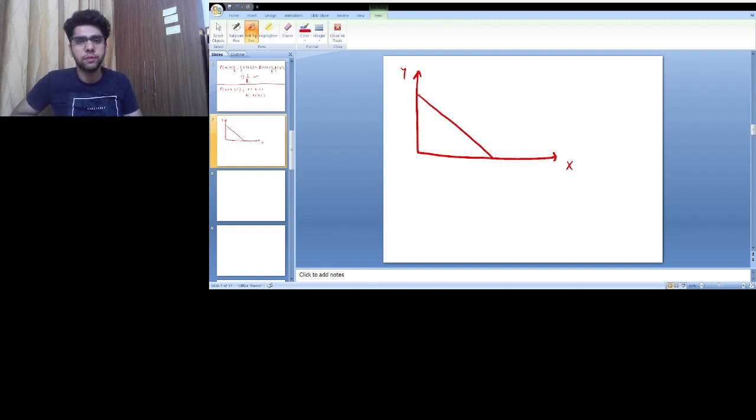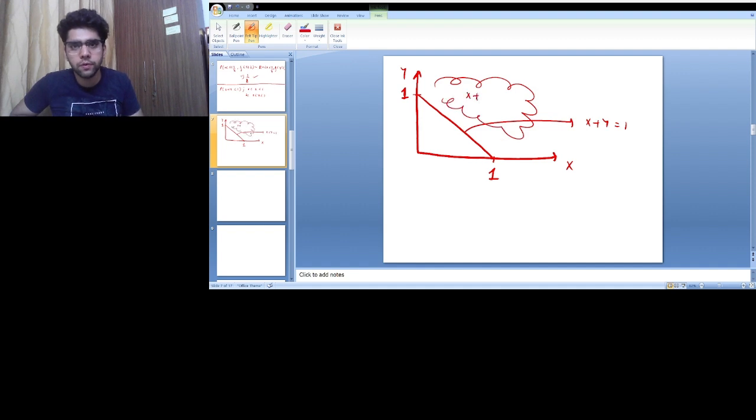So this is equal to x plus y equal to 1. This is x plus y equal to 1. So this is 1, and this is also 1. This line is x plus y, equal to 1, right? So this whole region is x plus y greater than 1, and this whole region is x plus y less than 1, right?